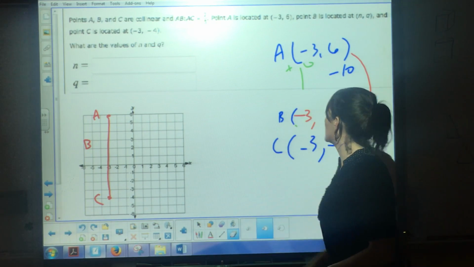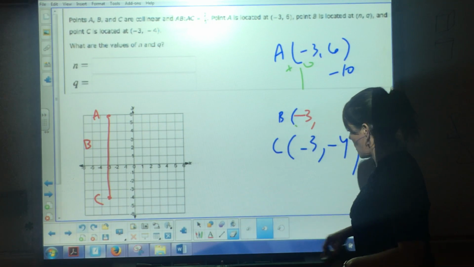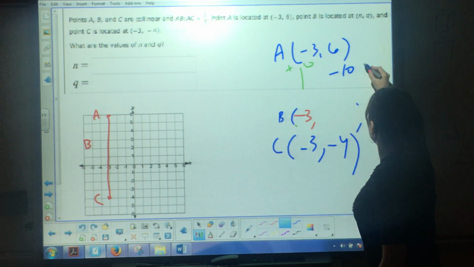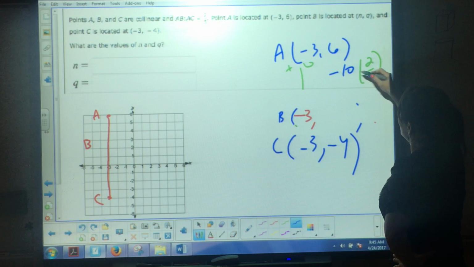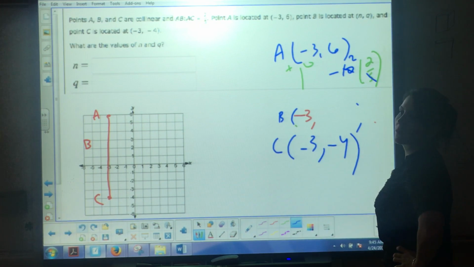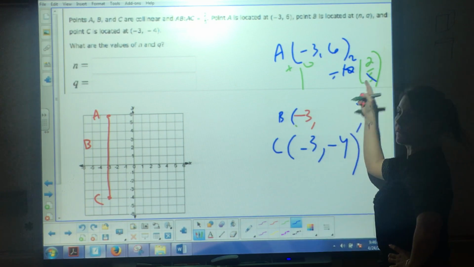Okay, yeah, we subtracted 10, right? Guys, that's 100% of the way. We don't want 100%. We want to go how much? 2/5 of that. So just multiply. What do we get? 4. Positive or negative? Negative, so don't forget that.